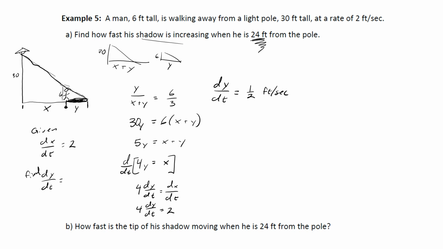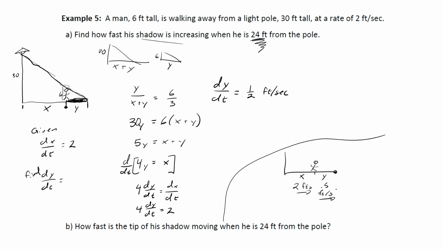So then we go through and we have to answer the second question. How fast is the tip of his shadow moving when he is 24 feet from the pole? This is also not super crazy. So if you think about it, here's B over here. If this guy is right here and he's walking away, and this is his speed, this way he's moving 2 feet per second. So x is changing at 2 feet per second. And then we know now that y is changing at 0.5 feet per second. Y is going this way at 0.5 feet per second.